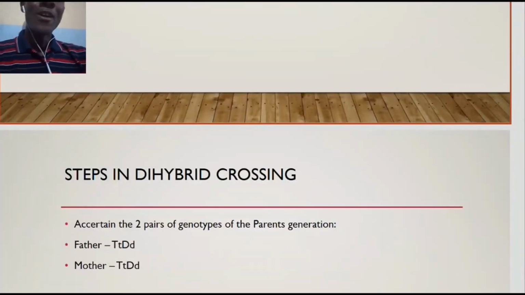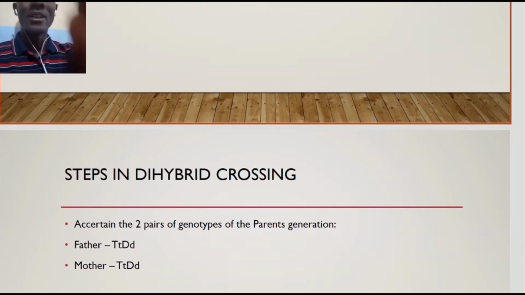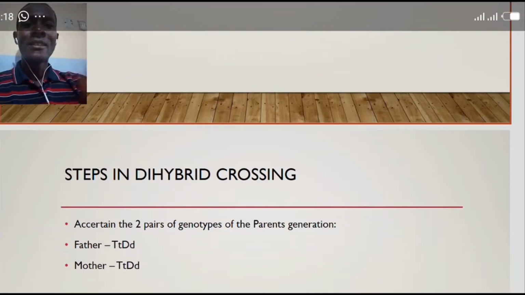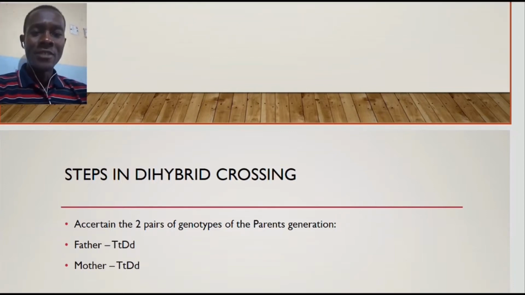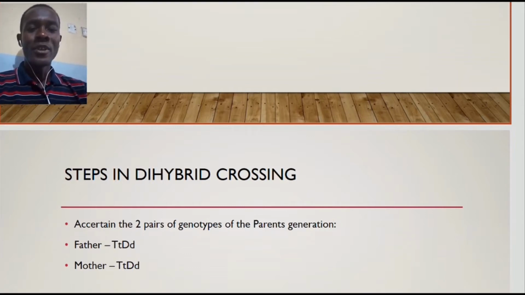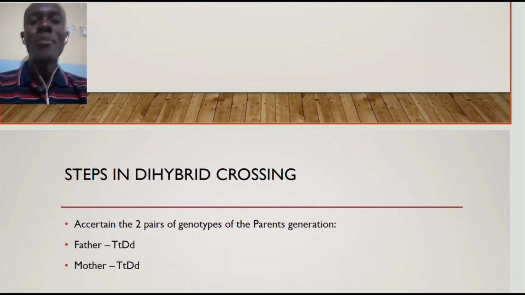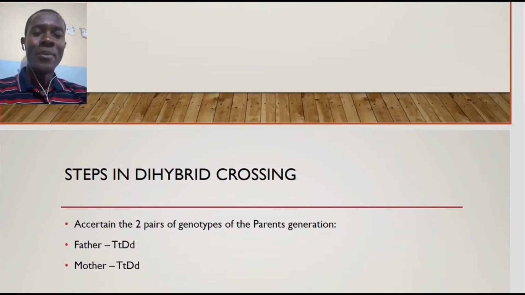All right, now, in the first step, we are going to ascertain the two pairs of genotypes of the parent generation. In other words, we're going to be considering two traits. For today, we're going to be considering height and complexion. And we're going to use two individuals, of course, married couples, and we're going to use them to do this example.